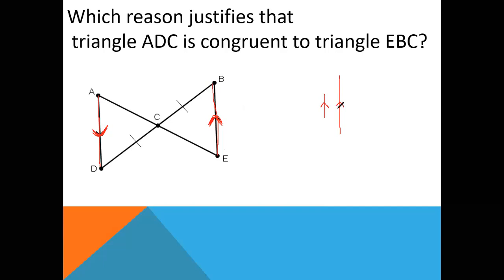Parallel does mean that alternate interior angles are congruent. So you can mark that angle A is the same as angle E, and angle D is the same as angle B. You are allowed to mark alternate interior angles, okay? Anybody know what else I'm allowed to mark on this picture? Vertical. Very good, vertical angles.